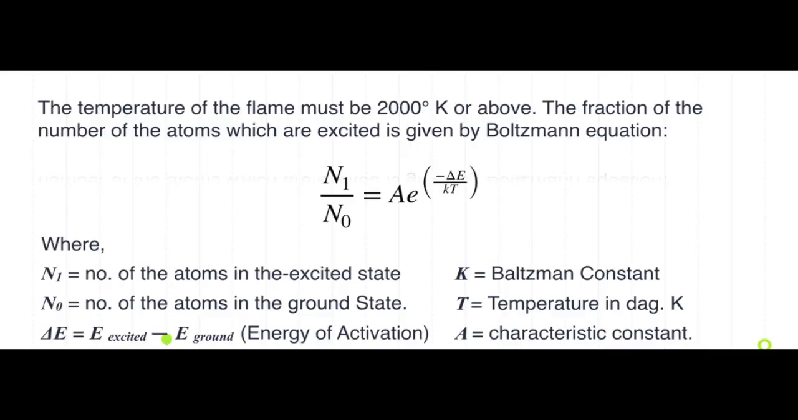Directly proportional. The temperature of the flame must be 2000 degrees Kelvin or more, and the fraction of the number of atoms which are excited is given by the Boltzmann equation. The Boltzmann equation is N1 upon N0 equals A e raised to minus delta E upon KT, where N1 is the number of atoms present in the excited state, N0 is the number of atoms present in the ground state, delta E is the energy of activation, E2 minus E1, right? K is the Boltzmann constant, T is the temperature in Kelvin, and A is a characteristic constant.